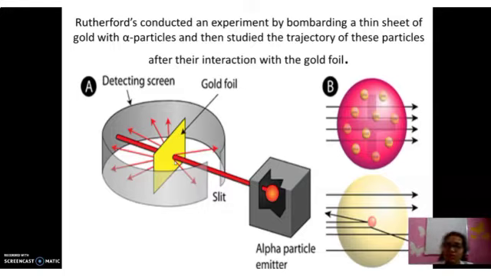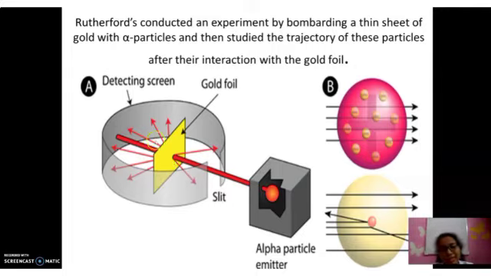Why did he select gold foil? Because we can make gold as thin as we want. For his experiment he needed a very thin layer. Gold metal can easily be made into thin sheets. So he selected gold foil.